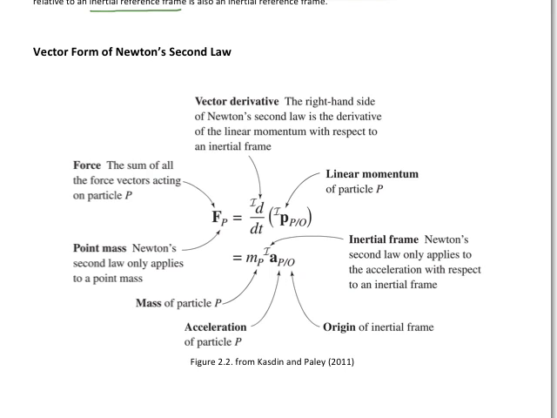Our general understanding of this is F equals ma, and we see it in this expression where the right-hand side is equal to the scalar mass of the particle P multiplied by the acceleration of P with respect to O as observed in the inertial reference frame. That's how we speak about this and how we write about this, and you'll get used to this notation. But I really encourage you to visit this figure frequently. It's figure 2.2 in the Kasdan and Paley book, for when you have questions about clarity on what each of these elements might be.